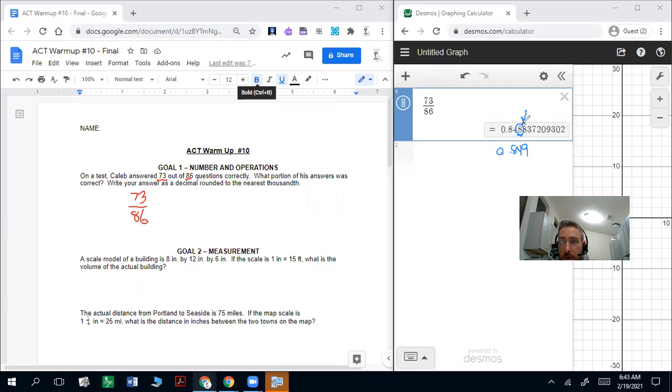So since this is an 8, we're going to round this to 0.849 because the next number is higher than 5. So that portion is 0.849 or 84.9%. We're going to leave it as a decimal. But you can see 84.9% is also another way to represent that.